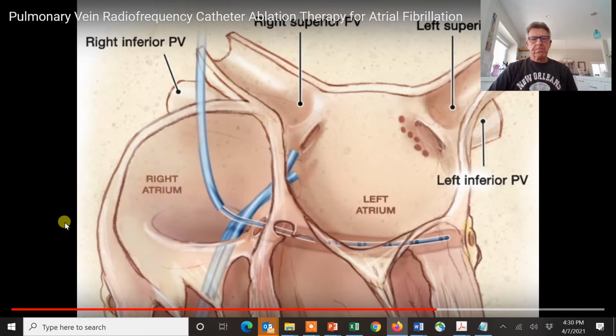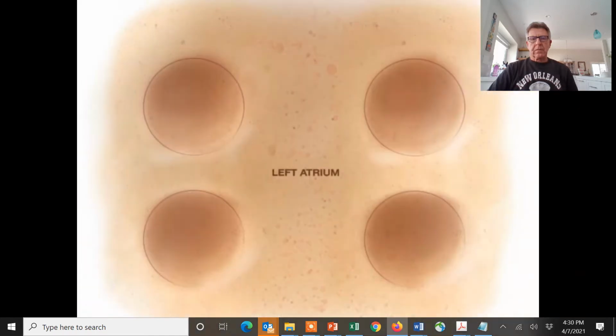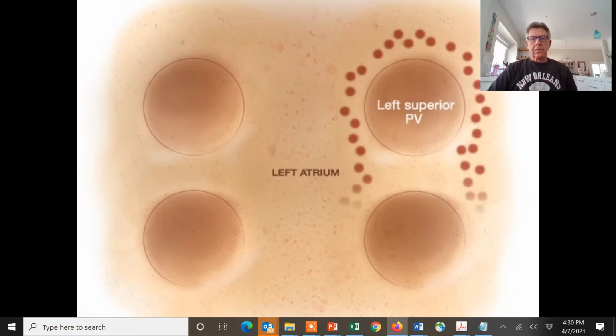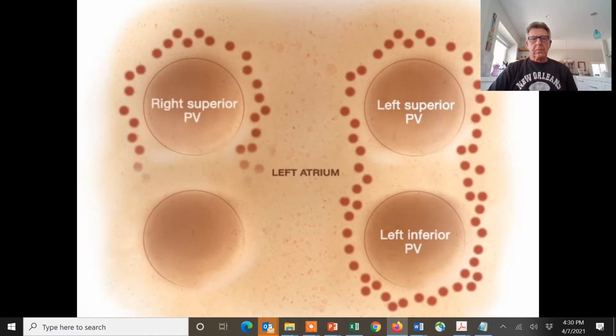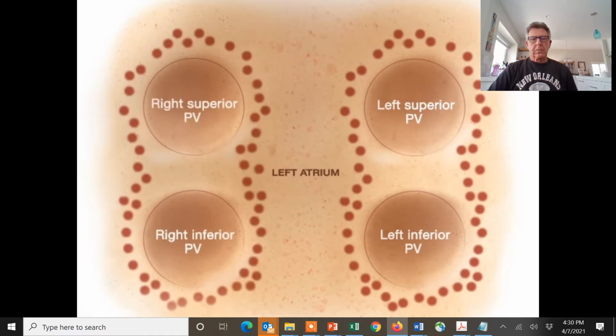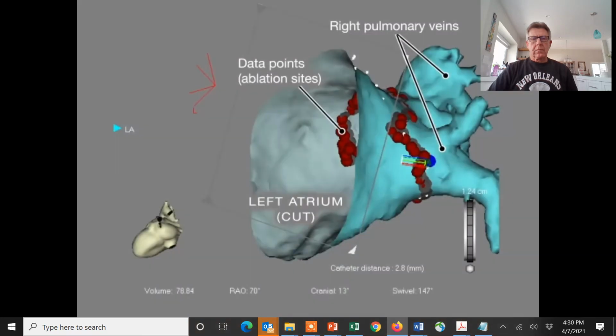Point ablation lesions can be applied in any sequence, but typically, a large ablation ring is first made around both the left superior pulmonary vein and left inferior pulmonary vein, followed by another large ring around the right superior pulmonary vein and right inferior pulmonary vein. Data points are added onto the 3-dimensional reconstruction display as the procedure progresses.